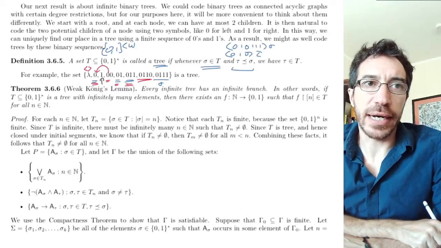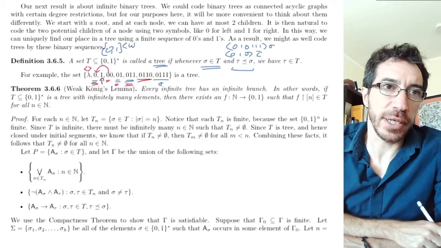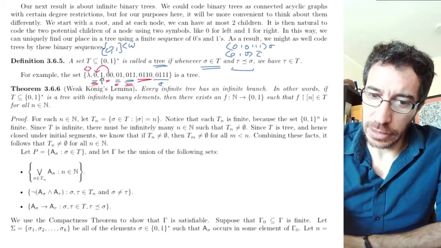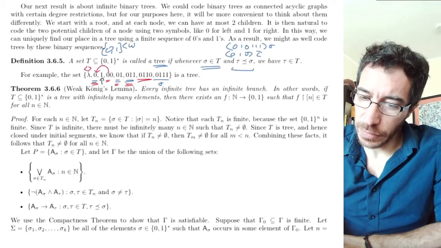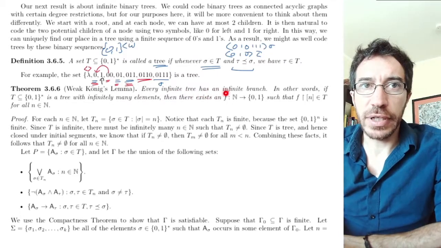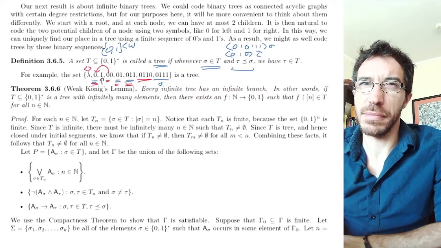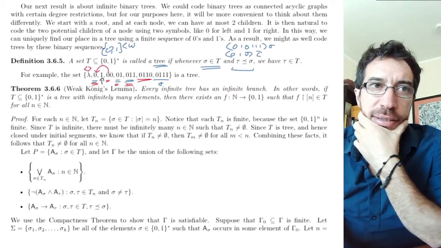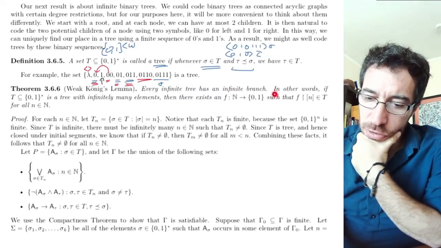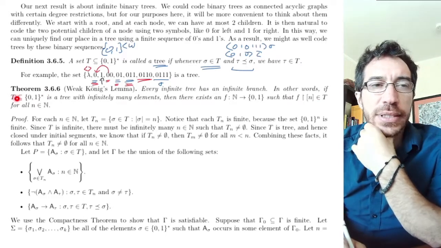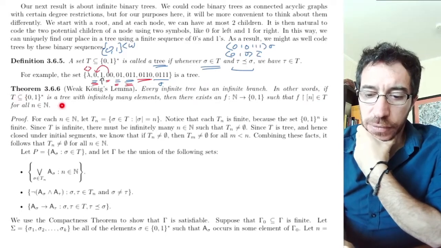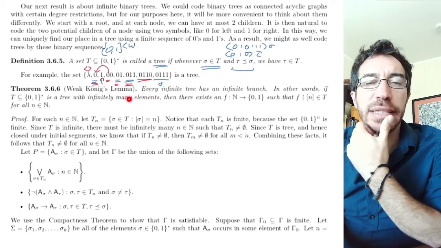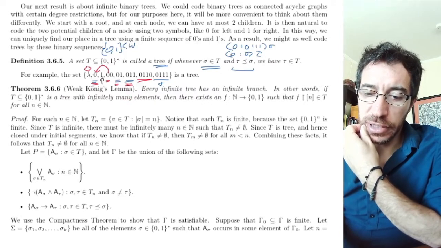So what does Koenig's lemma say, which is a theorem here, but it's well known as a lemma? It says the following: every infinite tree has an infinite branch. Let's see what it says. In other words, if T is a subset of the set of tuples, a tree with infinitely many elements, that's what an infinite tree means, that it has infinitely many elements inside.